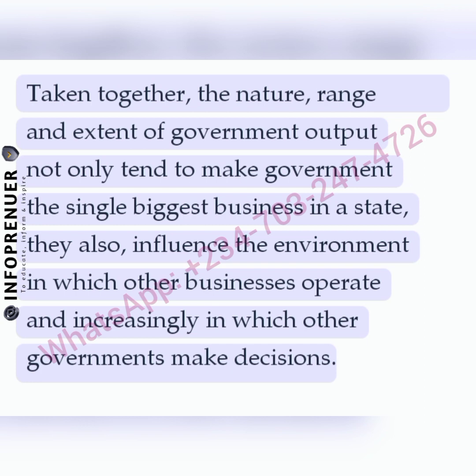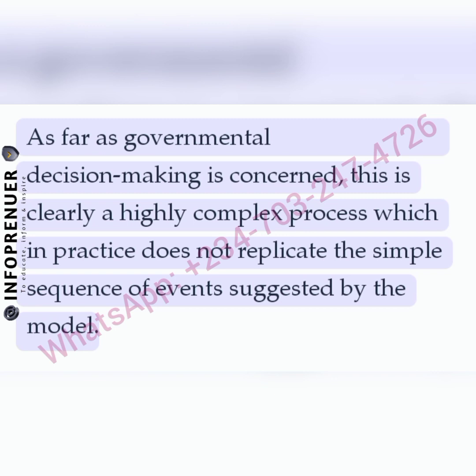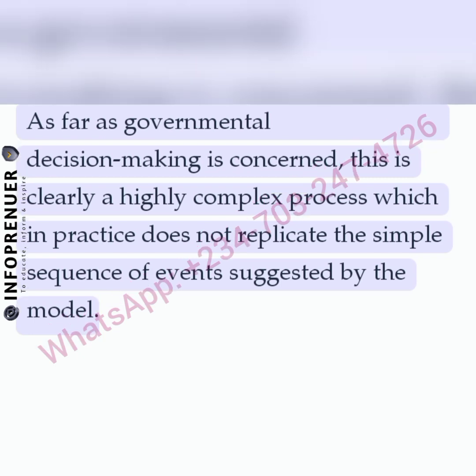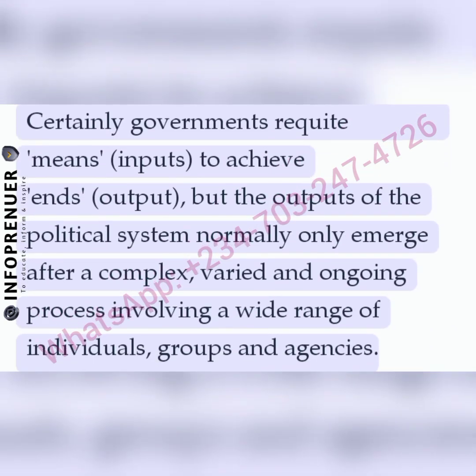make decisions. As far as governmental decision-making is concerned, this is clearly a highly complex process, which in practice does not replicate the simple sequence of events suggested by the model. Certainly, governments require means, inputs, to achieve ends, output, but the outputs of the political system normally only emerge after a complex, varied and ongoing process, involving a wide range of individuals, groups, and agencies.